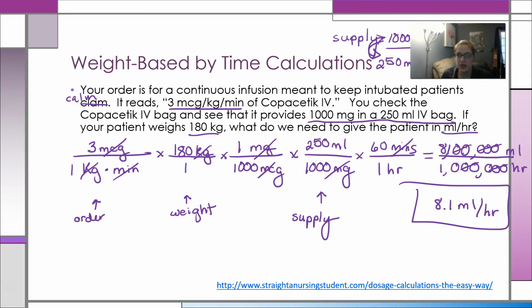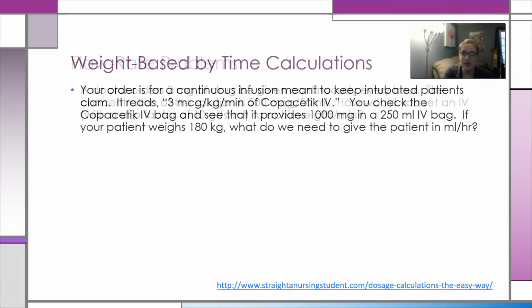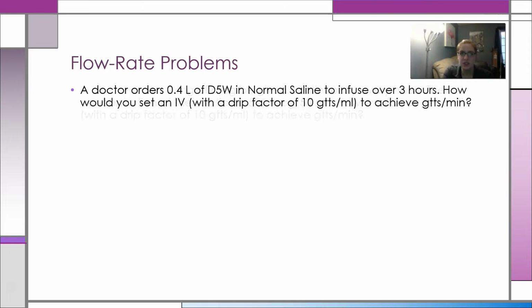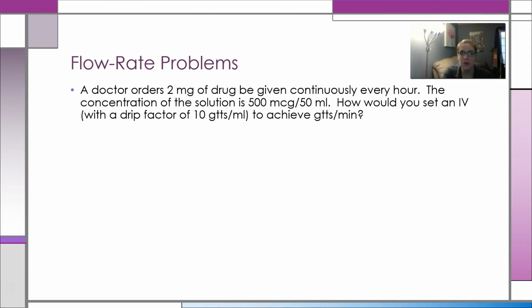Okay. Got to keep them calm. Got to do what you got to do. Okay. Now I have 2 flow rate problems. Just checking before I move on.